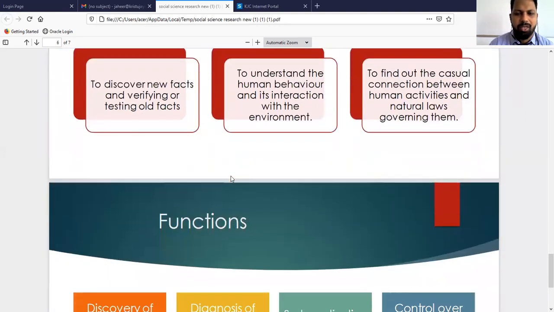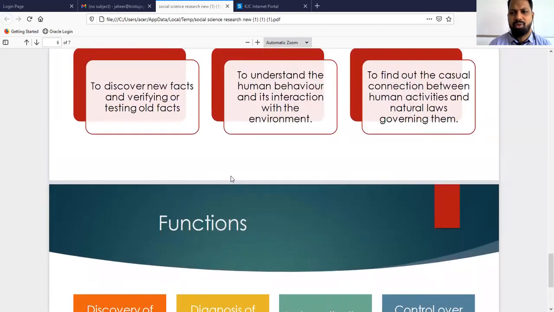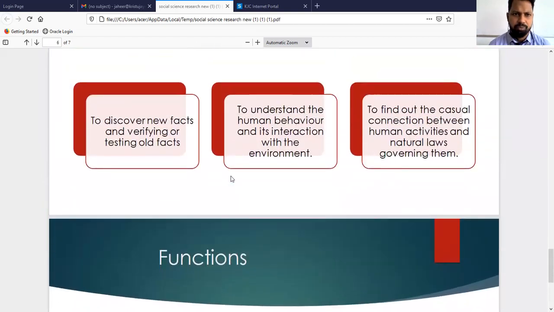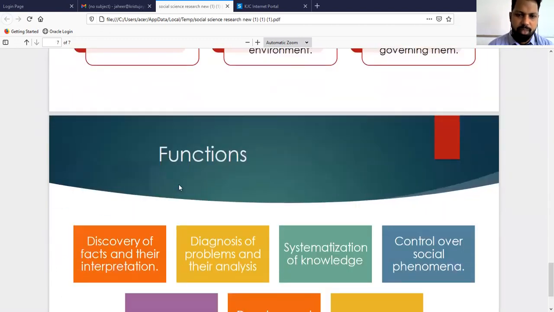So for causality, you can have an example: if you are carrying out a study to know the consumption pattern and how the consumption pattern affects the health status, such a study can show a cause and effect relationship. And that is also one of the objectives of social science research.